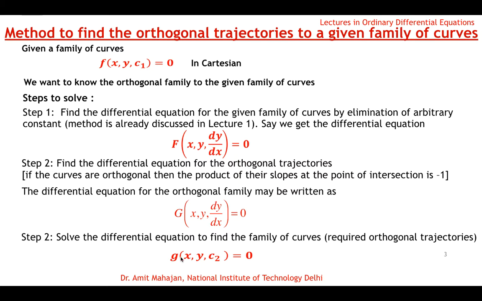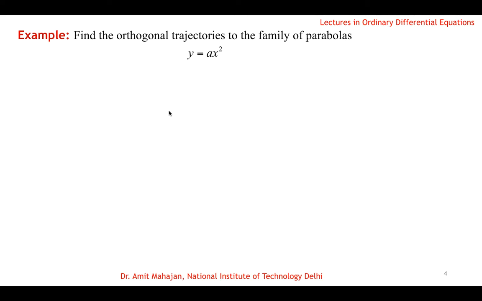Say for example, find the orthogonal trajectories to the family of parabolas y is equal to ax square. This is a one parameter family of curves and the curves are parabolas here. When a is 1, 2, 3 and so on, y is equal to x square, y is equal to 2x square, y is equal to 3x square, so they are upward parabolas. And if I take a value as -1, -2, -3, they are downward parabolas. So it's a family of upward and downward parabolas with one parameter a.